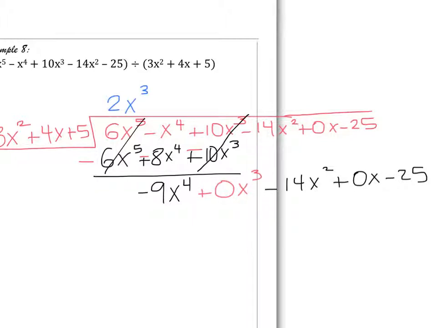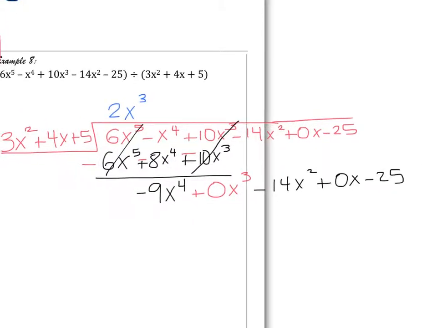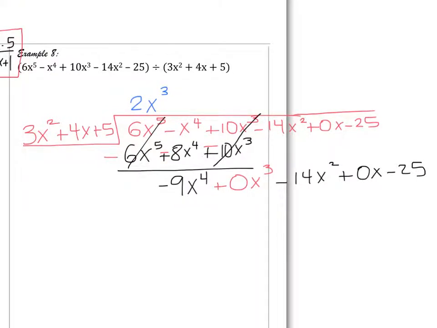Now ask yourself, let me push it or zoom out. Okay, there you go. So 3x to the power 2 times what would give me negative 9? So that's a negative 3, and then I need an x squared. So that's going to give me negative 9x to the power 4. And then 4x times negative 3x squared, that's going to be a negative 12x to the third. You see how the powers are lining up?